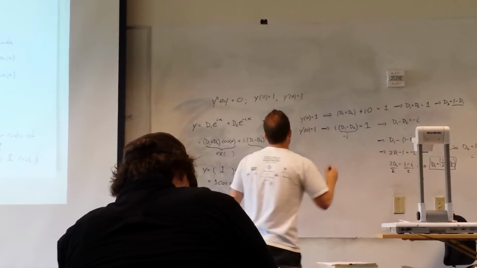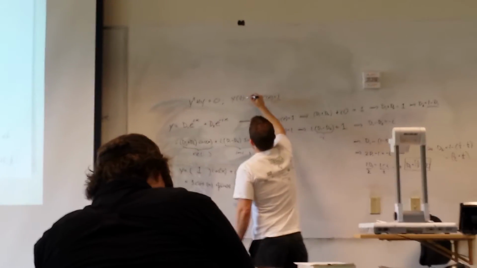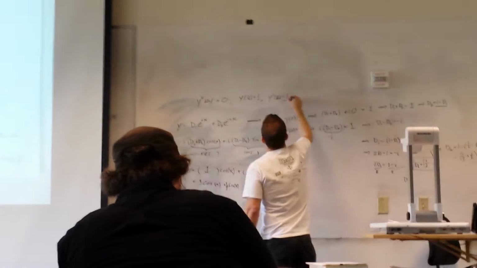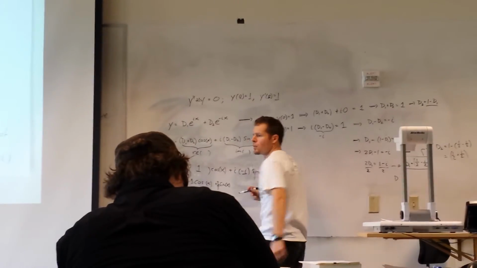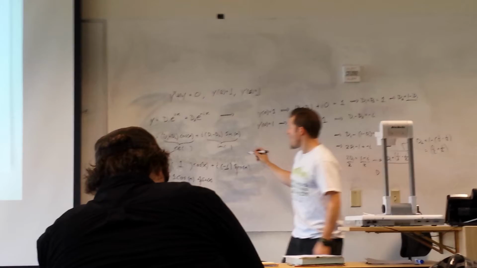I made up that example because the values of these functions are nice at 0, but 1 and 1 in this case. You get a real coefficient. These guys could be complex.